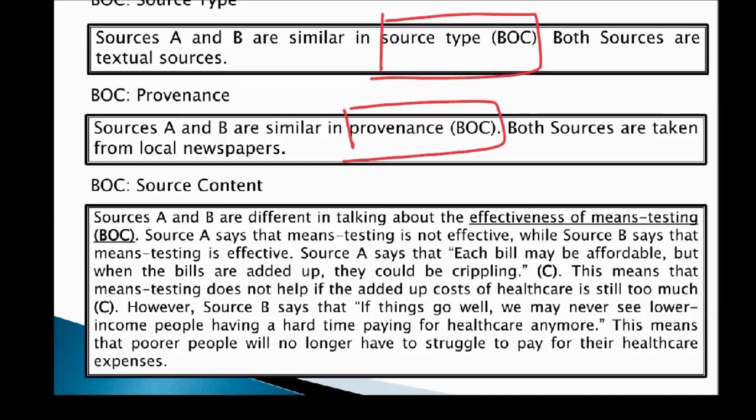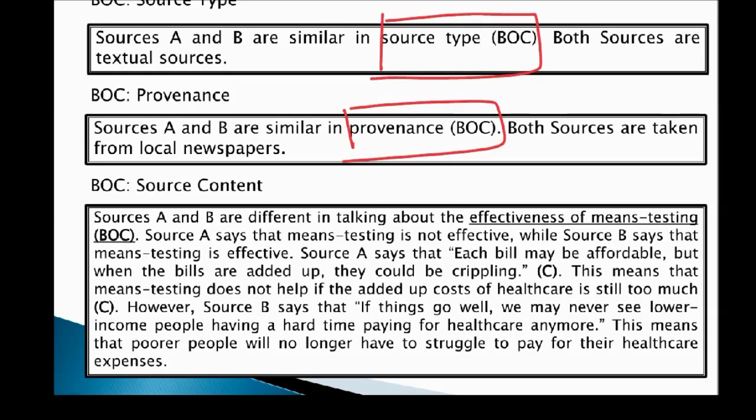Okay, so then you come up with your clue, the evidence from the source. Now this is when you take out your inference skills. Remember the 4 C's? I need the center 2 C's here, the clue and the connect. Source A says that means testing is not effective, while source B says that means testing is effective. Okay, the clue comes now. Source A says that each bill may be affordable, but when the bills are added up, they could be crippling. This is your clue. This means that means testing does not help if the added up cost of healthcare is still too much. Connect. Then you repeat the same thing, clue and connect, for source B.